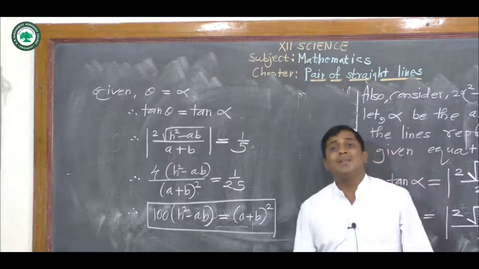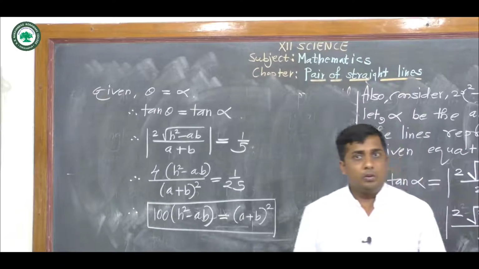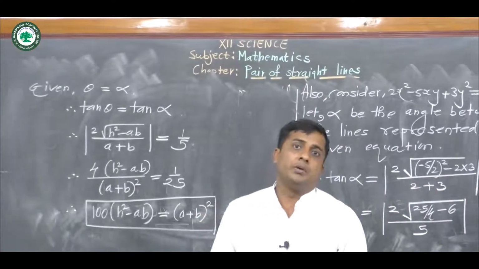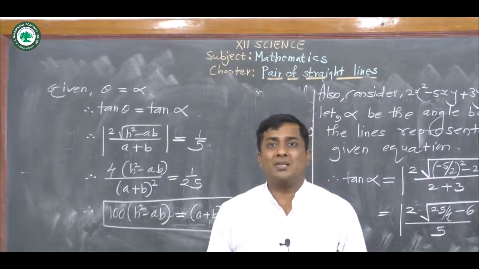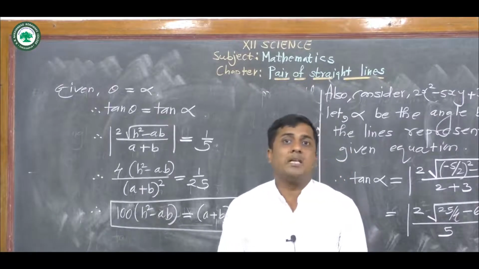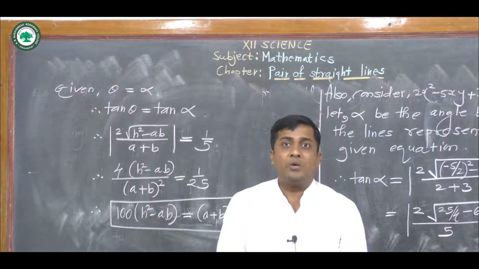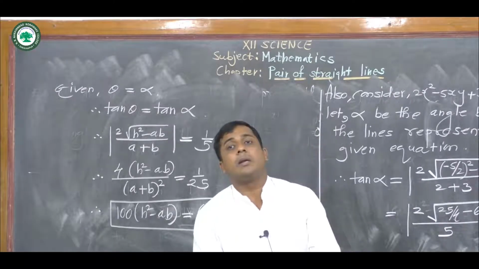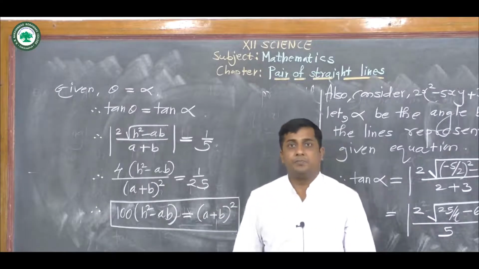So in today's lecture we went with our new concept, the angle between the two lines represented by the equation ax square plus 2hxy plus by square equal to 0, and we saw some important examples related to this concept. Thank you.